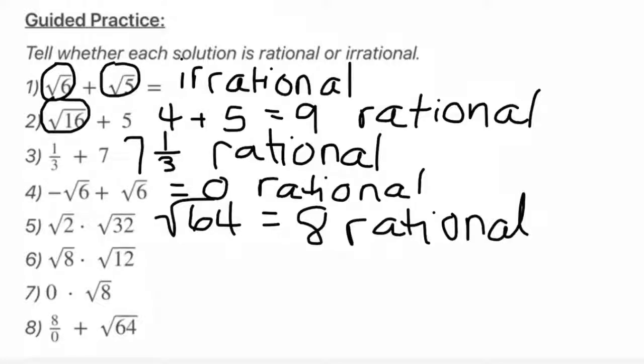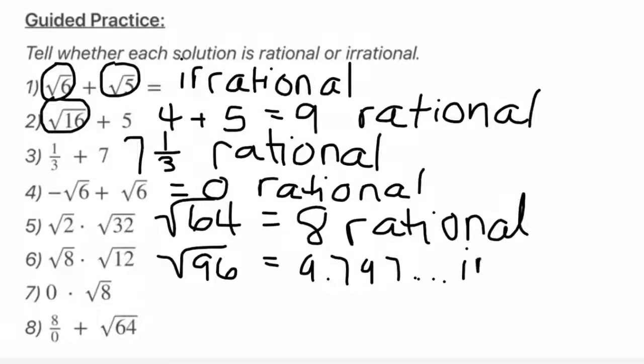Pause the video and try number 6. So again, we are multiplying two non-perfect square roots, two irrational numbers, the square root of 8 and the square root of 12. But when you multiply both of these, you get the square root of 96, which is not a perfect square. And I think if you put it in your calculator, it's like 9.797... You don't have to do that as long as you know that 96 is not a perfect square. So that makes it irrational. Kind of running out of room there, but you get the idea. So let's go ahead and pause the video and try number 7.